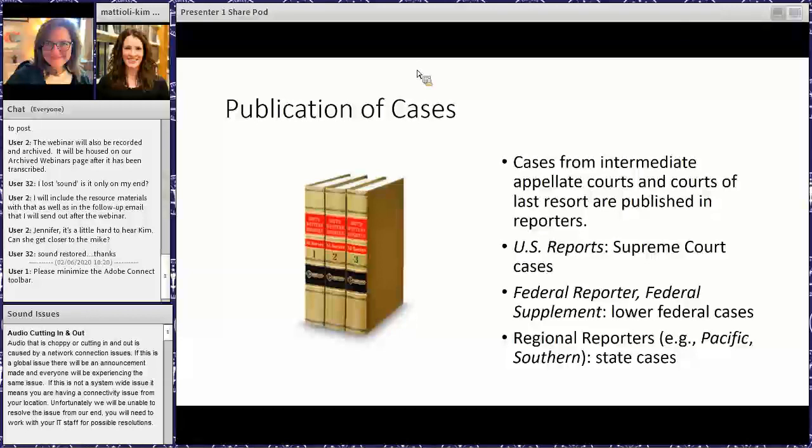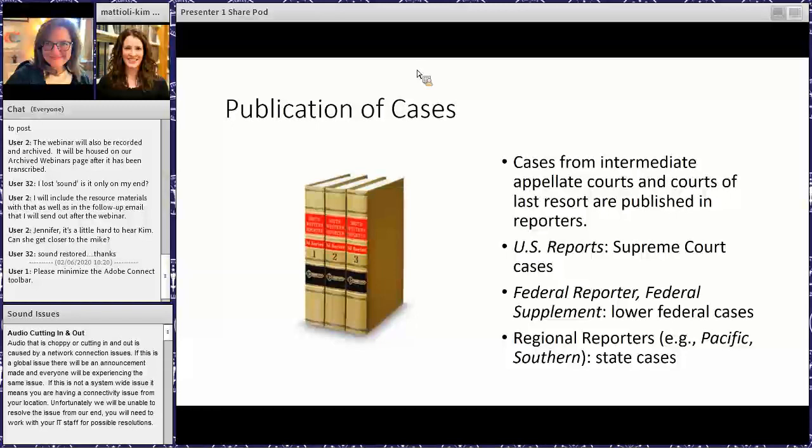Okay, I'm going to briefly talk about the publication of cases, mainly so that you can understand what the citations are when you look at a case. So as I mentioned on the last slide, it's just cases from intermediate appellate courts and courts of last resort that are going to be published into reporters, and it's not every case. It's just going to be ones that have precedential value, so ones that say something new or have novel facts or something like that. Supreme Court cases are going to be published in the U.S.